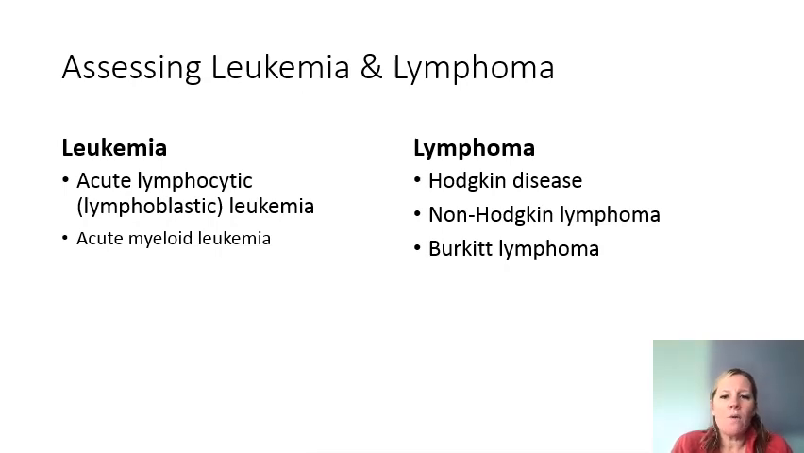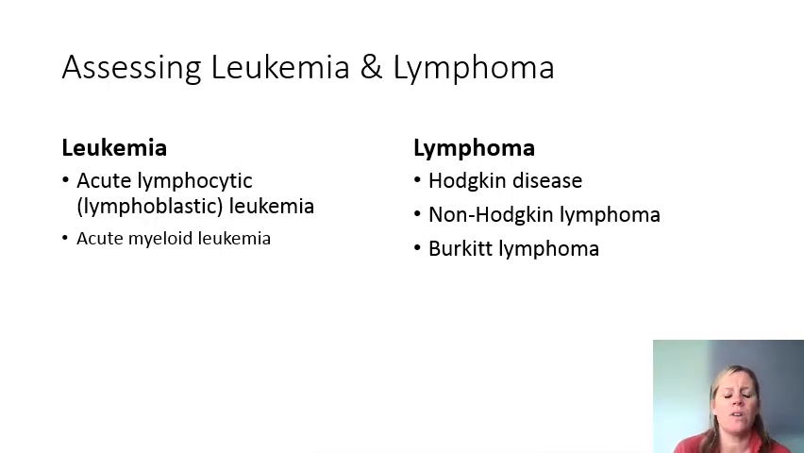Lymphomas, these are our malignancies of the lymph system or the reticuloendothelial system. Okay, so with this, we've got our Hodgkin's disease, non-Hodgkin's, and Burkitt's lymphoma. Our Hodgkin's disease on assessment is going to reveal usually one painless, enlarged, rubbery feeling, movable cervical lymph node. That's followed by enlargement of other nodes, as well as nodes found in the liver, the spleen, the bone marrow, and the central nervous system.